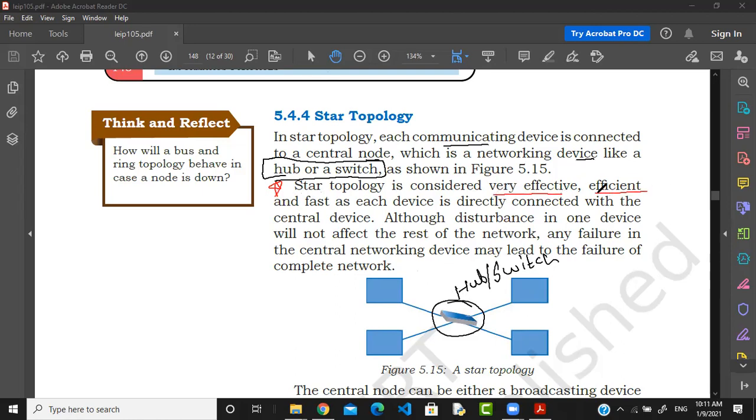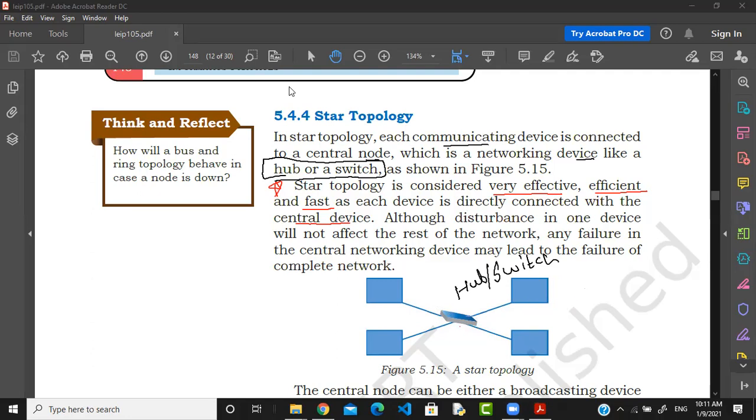It is an efficient topology and it is also fast, as each device is directly connected with the central device. Why is it fast? Because all are connected with the central device. A disturbance in one device will not affect the network. This is also an advantage. If there is a problem with one computer, it doesn't matter, all the other computers can communicate. But if there is a problem with the central device, then you are not able to communicate. Those are the points you have to remember.